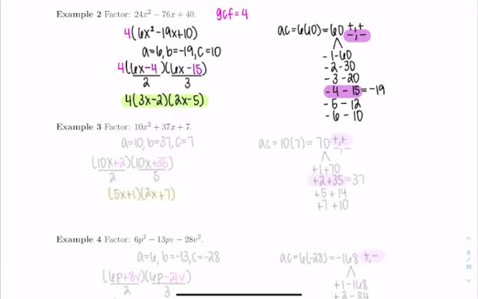Let's try another one. We have 10x squared plus 37x plus 7. Do we have a GCF that we can take out? Between 10, 37, and 7, no we don't. So A is 10, B is 37, and C is 7. So A times C is 10 times 7, which is 70. With that positive number, we have 2 options. And because the middle term is positive 37, that means that we use the 2 positive numbers.